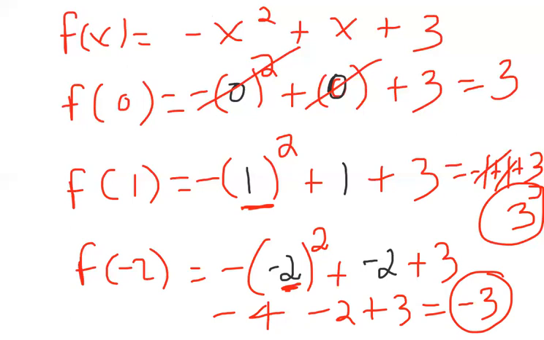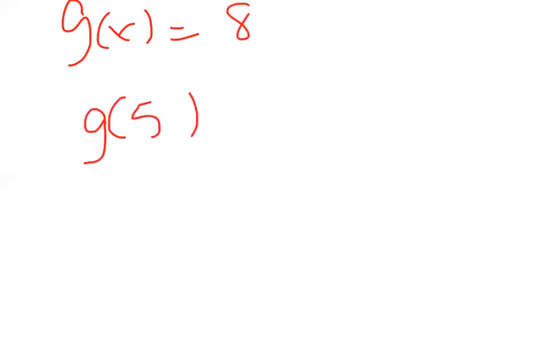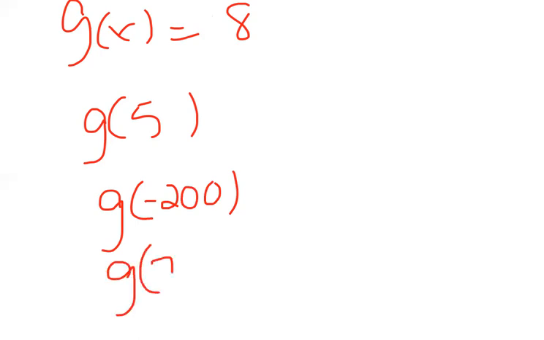So let me go ahead and do this last one right here. And then I am going to stop because I don't want to do too much and overwhelm you guys. Now, let's go ahead and look, guys. G of x is equal to 8. Now, this one, they want us to find g of 5, g of negative 200, and then g of 7 minus 4x. Shazam. Okay. Now, guys, remember, g of x is the same thing as y.